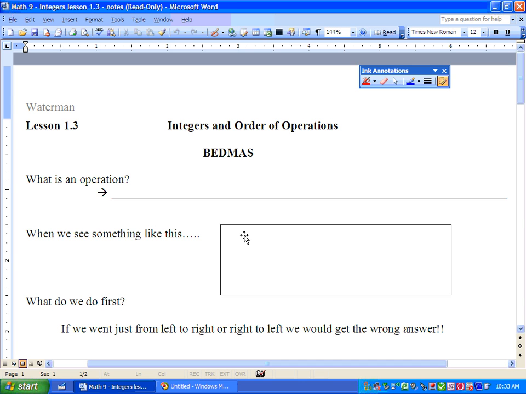So what is an operation? Well, an operation, besides being in the hospital, is when we add, subtract, multiply, or divide. Alright, so that's an operation when we're dealing with math.